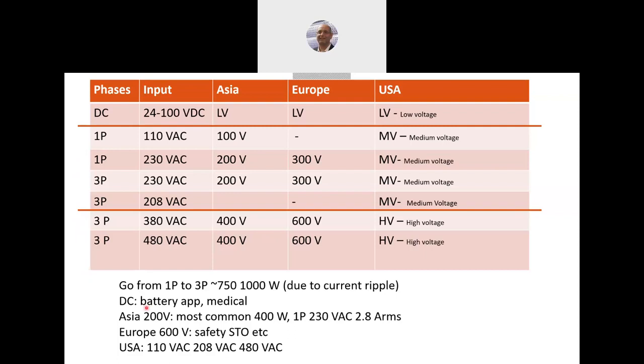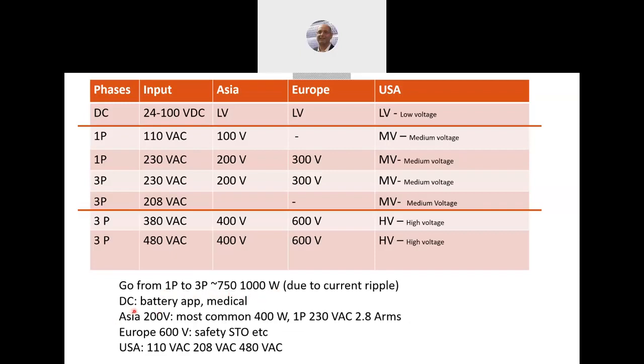Now, this is not science, but from my experience, you go from one phase to three phase once you reach 750 watt or 1 kilowatt. Usually I ask why, and now I can also answer. When you go above 1 kilowatt, the small ripple on the capacitor might be too high. If you go to three phase, the current ripple is low. So to extend the life of the capacitor, you have to go from one phase to three phase.